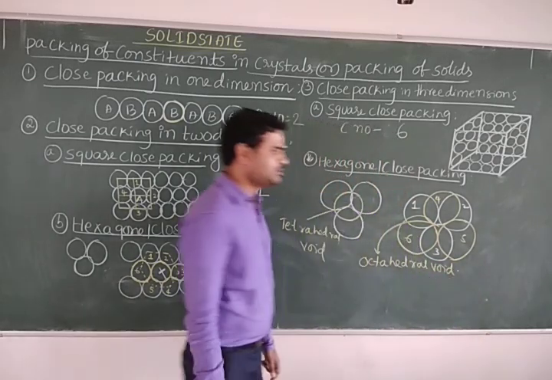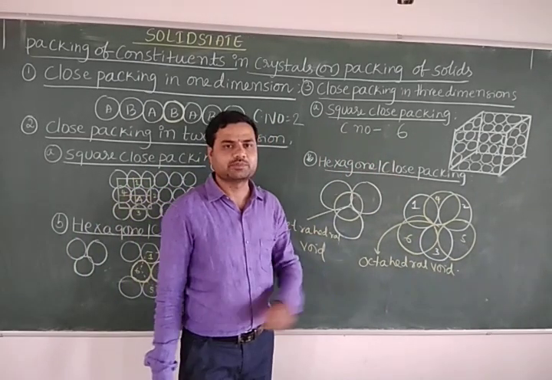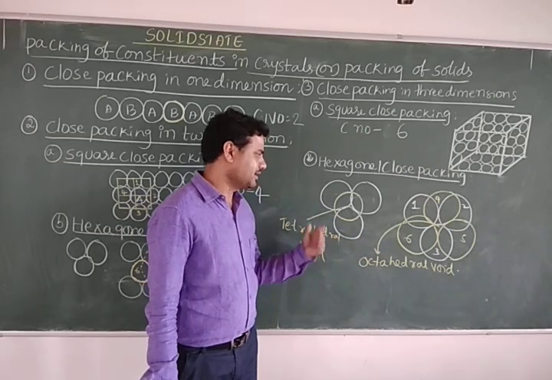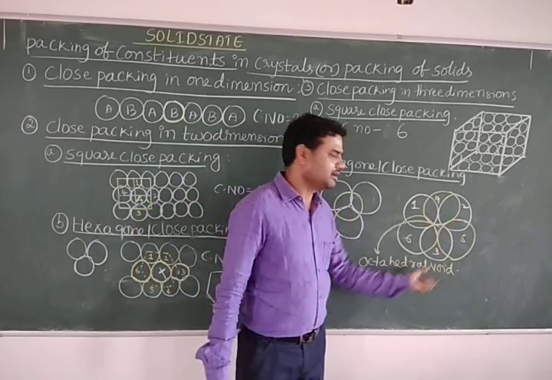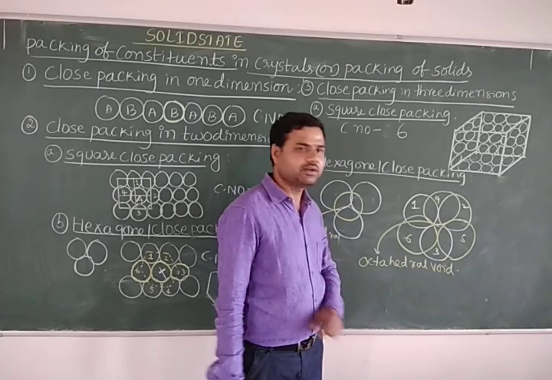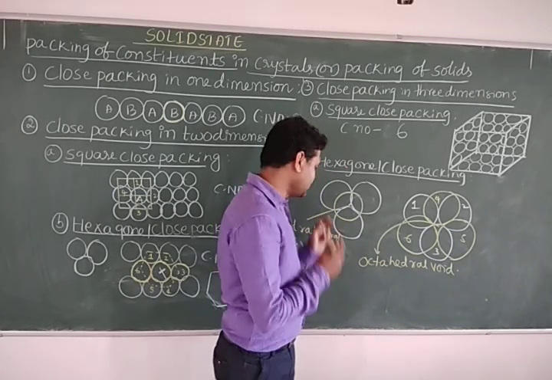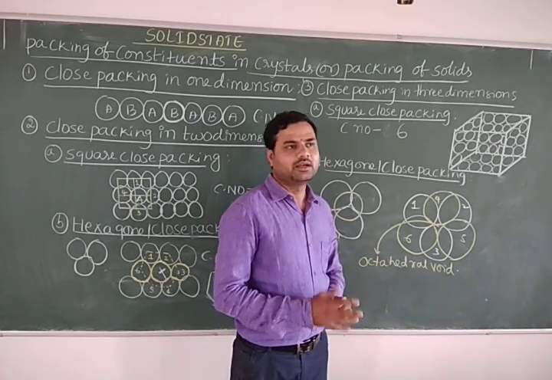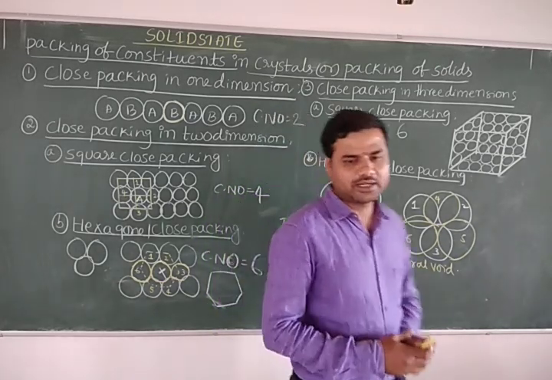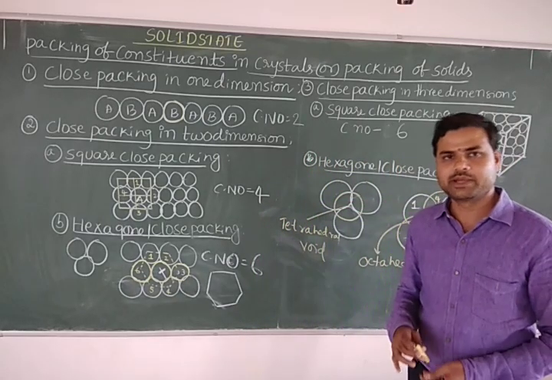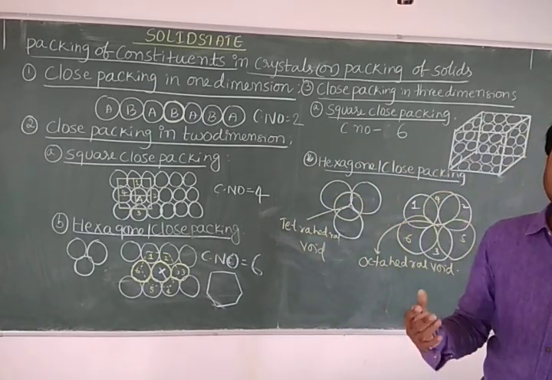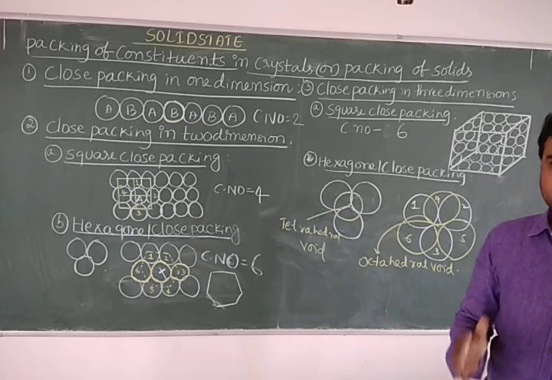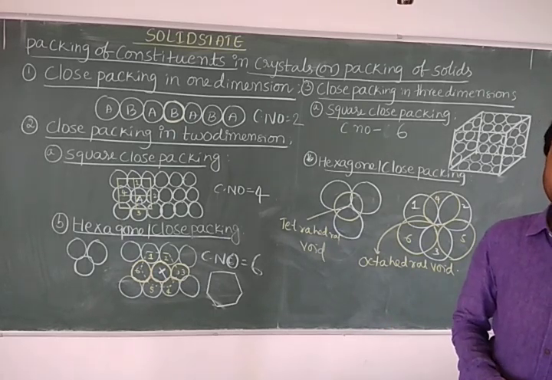So there are 2 types of voids forming in hexagonal close packing. The void which is formed by surrounding 4 atoms is called what? Tetrahedral void. And the void which is formed by surrounding 6 atoms is called what? Octahedral void. And about the tetrahedral void and octahedral void, in the next class we will discuss clearly. And how the tetrahedral voids and octahedral voids are located in the cubic close packing, and also in the body centered cubic packing and hexagonal close packing, that we will discuss in the next class in detail.